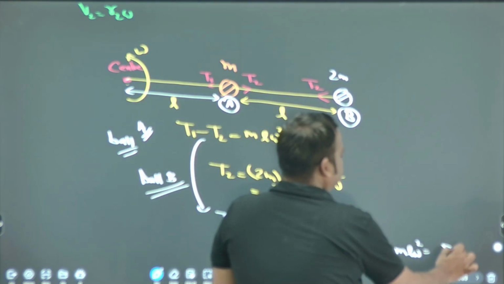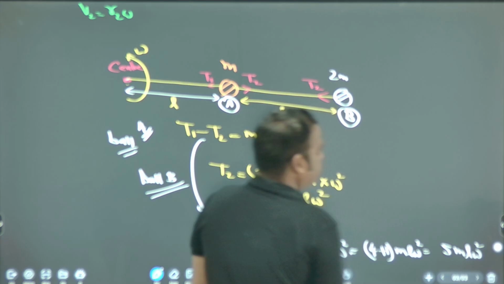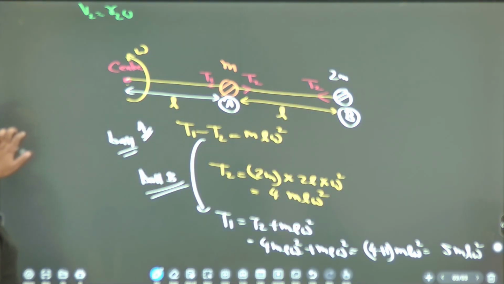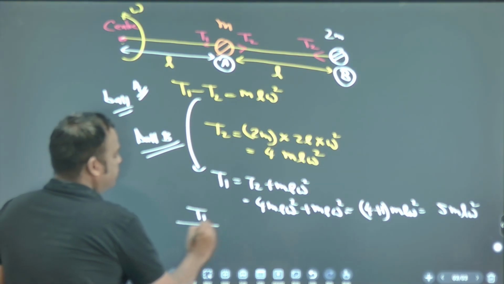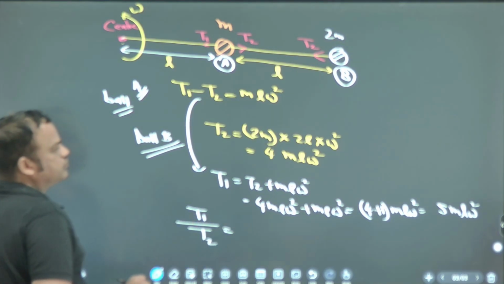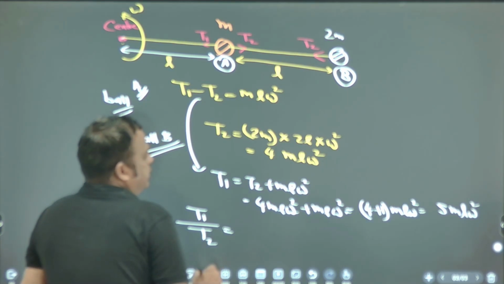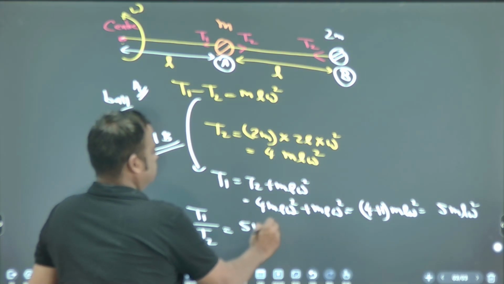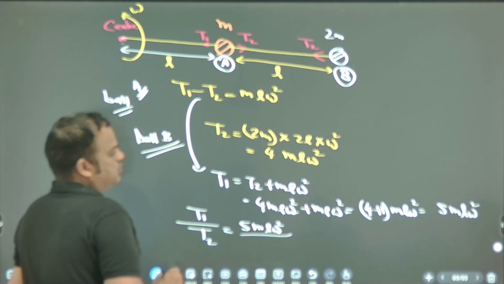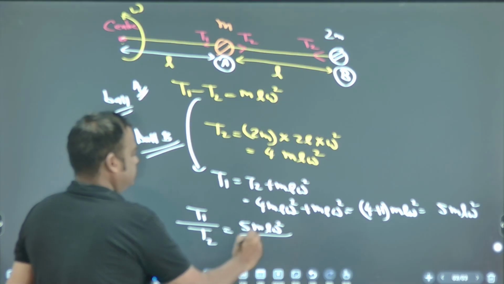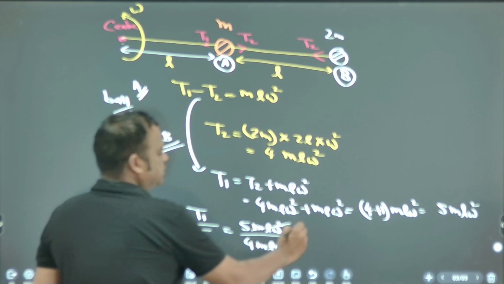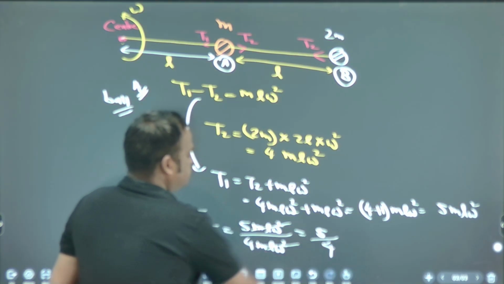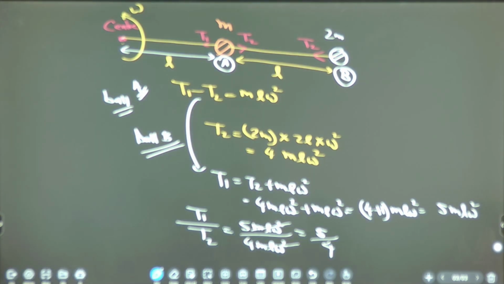So 5 ml omega square. Okay, so what is the ratio? T1 by T2, what is the ratio? T1 is 5 and T2 is 4 ml omega square. Understood? Ml omega square cancels. So 5 by 4. T1 by T2 is 5 by 4. Okay, clear? So this is how you calculate.